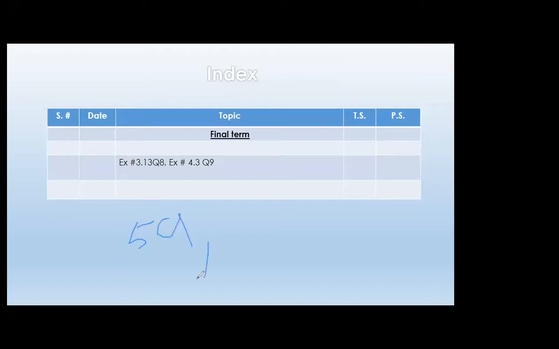Question number 8. The question is 6p minus 2q. This is question number 8. And 4.3 is on page number 71. Question number 9: the sum of two consecutive odd numbers is 12. This is on page number 71, so pages 59 and 71.